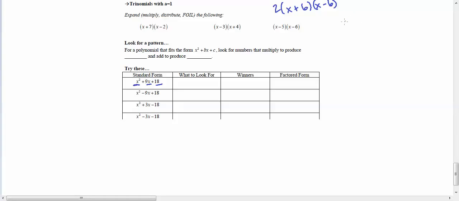All right, let's try this. And I'm going to do the FOILing really quickly. So I've got x plus 7 times x minus 2. First, outer, inner, last. I've got x squared. Outer is negative 2x, plus 7x, minus 14. x squared plus 5x minus 14. Got it? I mean, there's nothing new there. I didn't pull any wool over your eyes or anything.